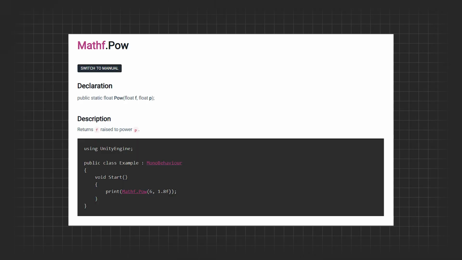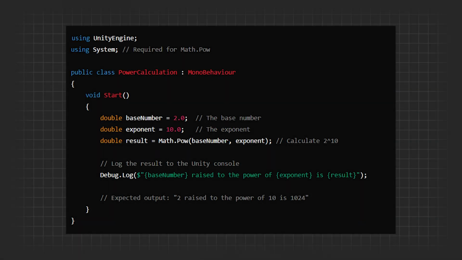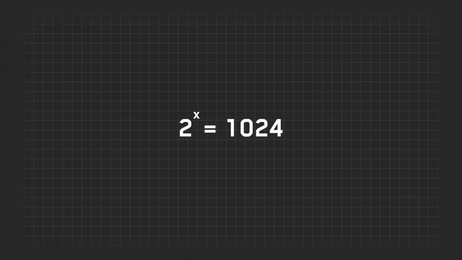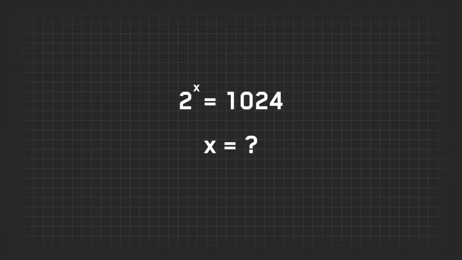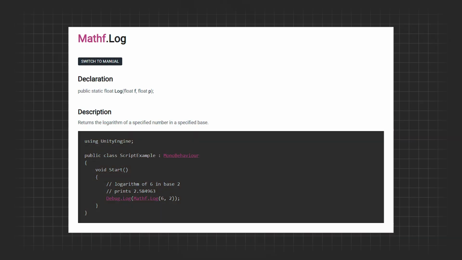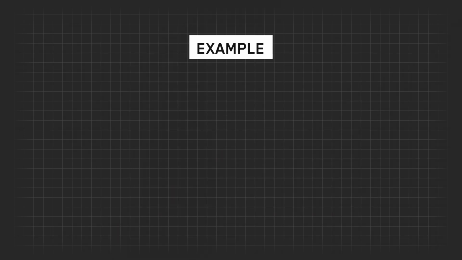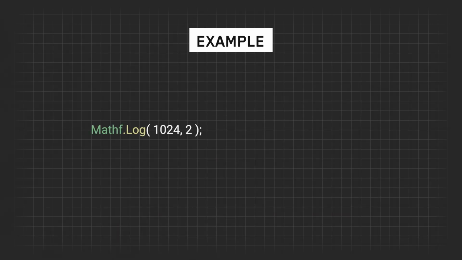Next up, let's discuss functions related to powers. First, we have the Pow function, which returns the first number raised to the power of the second number. For example, this will return the value of 2 raised to the power 10. And if you want to go the opposite way, where you already have a number and you want to find what power it is of another number, you can use the Log function. For example, if you want to find what power of 2 equals 1024, you can use Mathf.Log and it will tell you that it's the 10th power of 2.